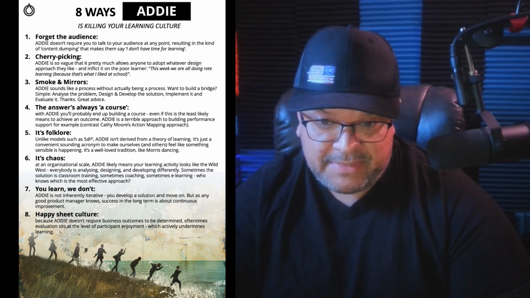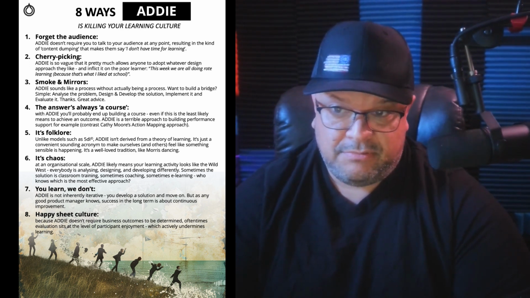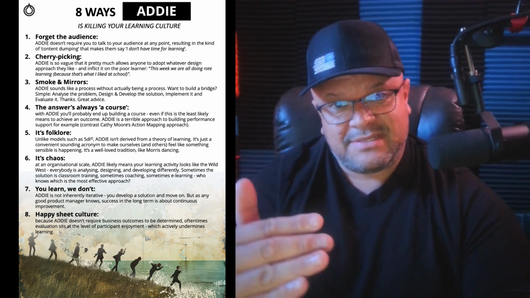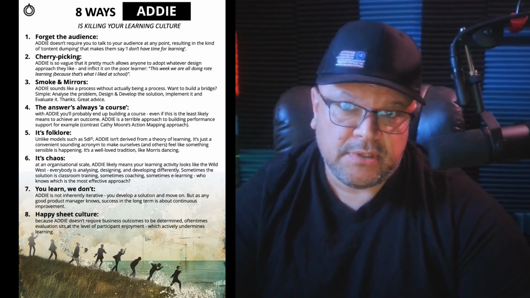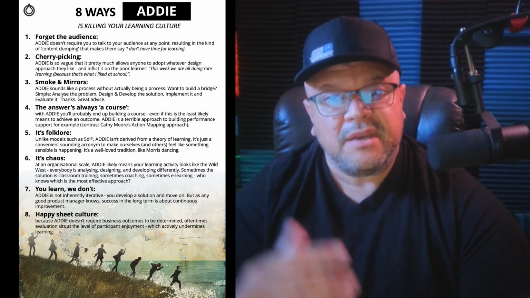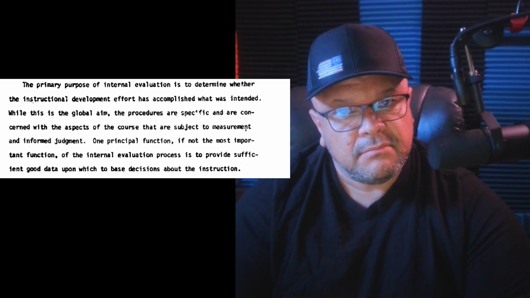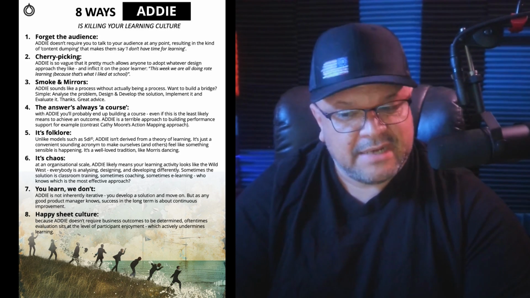Organizational scale ADDIE likely means your learning activity is a Wild West. Everyone's analyzed. Well, yeah, if you're not organized, it doesn't matter what you're using. You could use 5DI and whatever. If you have an instructional designer and there's a senior instructional designer, that person should be the one doing the analytics and the analysis. And it should be determining also the internal and external evaluations. Oh, yeah, because ADDIE does have an internal and external evaluation. So check that screenshot because that's going to hit the next thing you're going to see. Or actually, your last point.